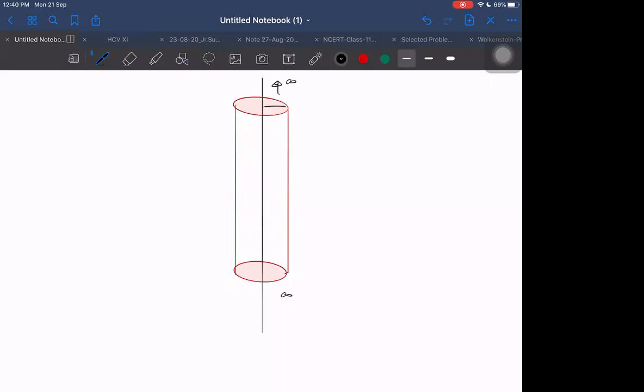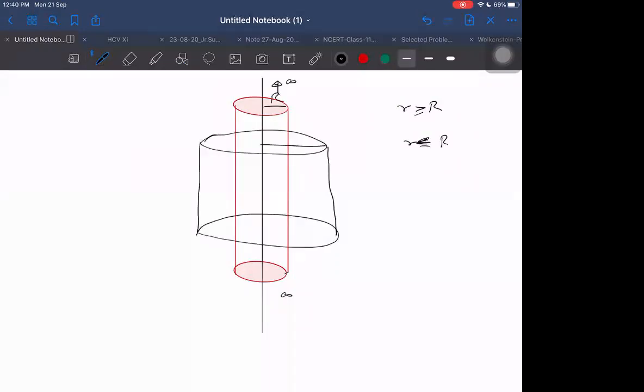And it has radius R. And I want to find for two cases: r greater than R and r less than R, that is, outside point and inside point. For the outside point, I think you can do the same thing again. It is not a difficult task. Same kind of Gaussian surface, again a cylinder you can take. Same method, same formula will come, at distance r away.